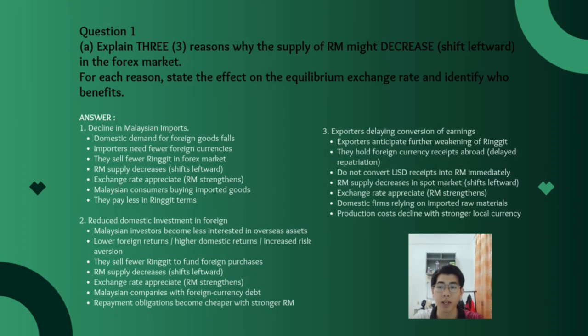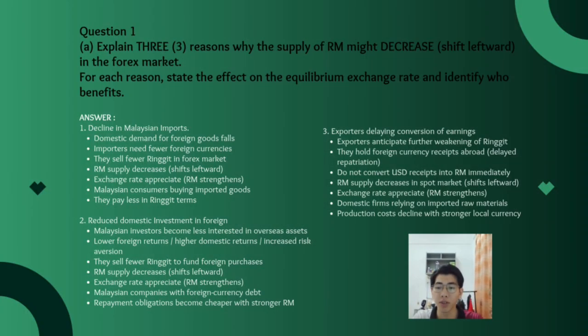First is decline in Malaysian imports. Domestic demand for foreign goods falls. Importers need fewer foreign currency. They sell fewer ringgit in the foreign market. RM supply decreases, shifting leftward. So the equilibrium exchange rate appreciates. It benefits Malaysian consumers buying imported goods because they pay less in ringgit terms.